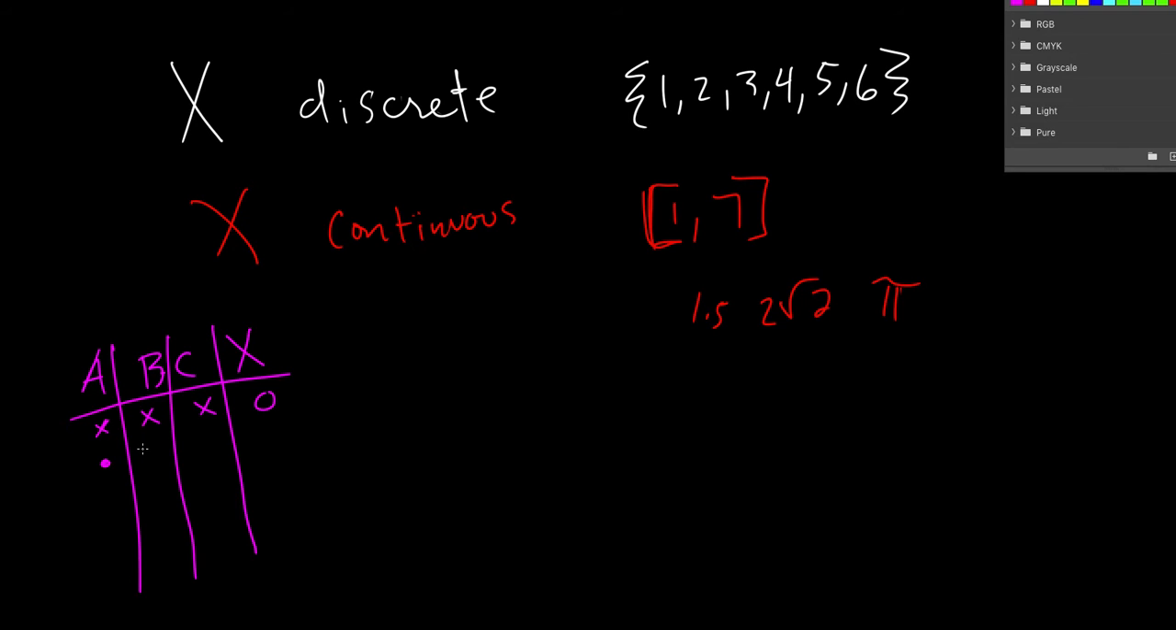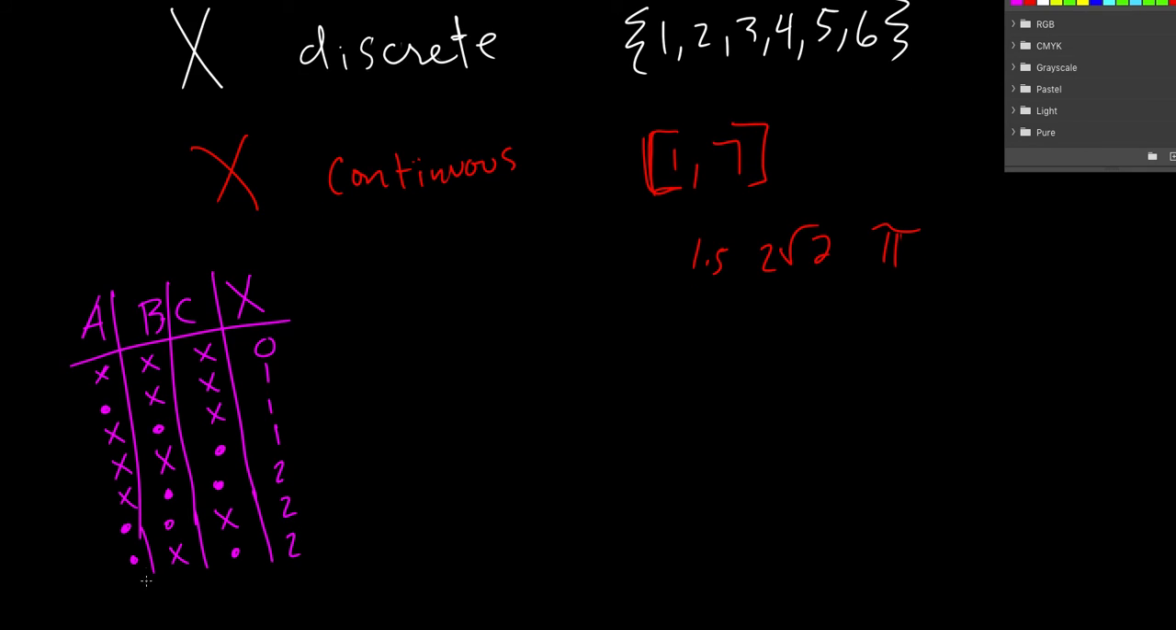I'm going to do dots for successes. We could have only A working, only B working, or only C working. Each of those would give us an outcome of 1 working scale. We could have B and C working, A and B working, or A and C working. Each of those would give us a 2. And the last one is they all work, which would give us an outcome of 3.